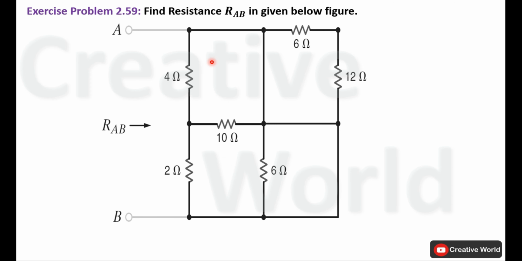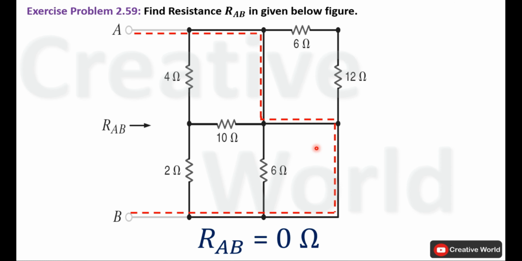Before starting the solution of this problem, if we observe, points A and B are being short circuited through this path of the circuit. Inside this path, no resistance exists. So we can say that points A and B are short circuited in this circuit, and we know that the resistance of a short circuit is 0 ohm. So the value of RAB inside this network will be 0 ohm.